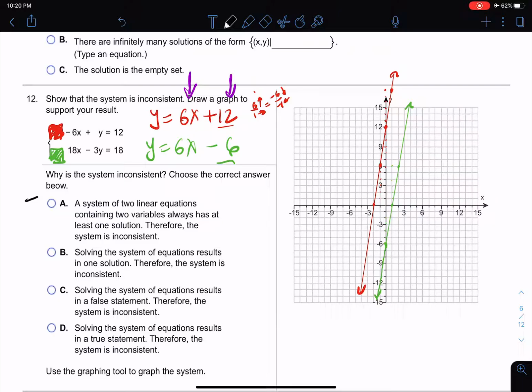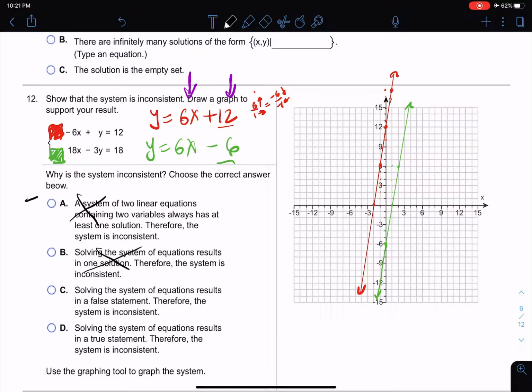Therefore, the system is, but always has at least one solution. Well, inconsistent means it doesn't have a solution. So we know that's contradicting itself right there. You cross that off without even seeing any work because it's just not true. Solving the system of equations results in one solution. Therefore, the system is inconsistent. Once again, inconsistent system means no solution.